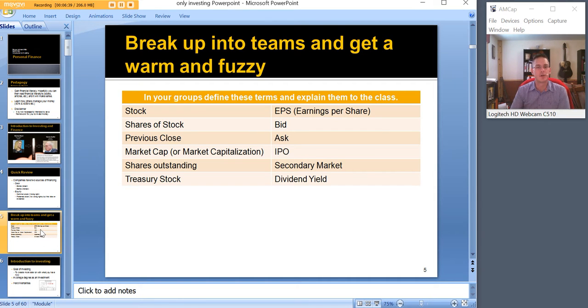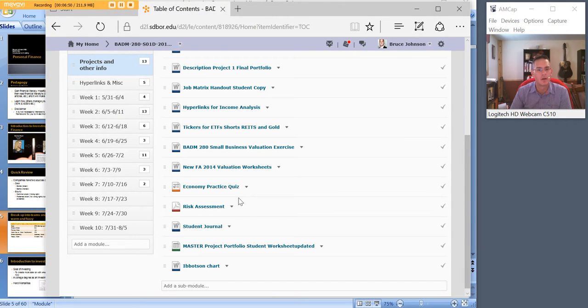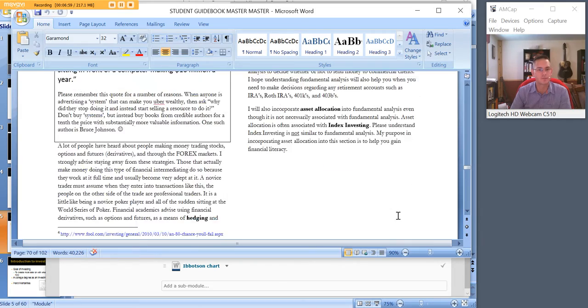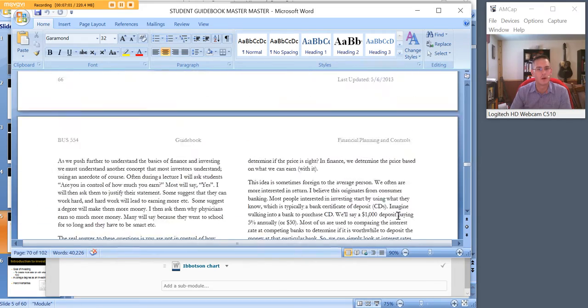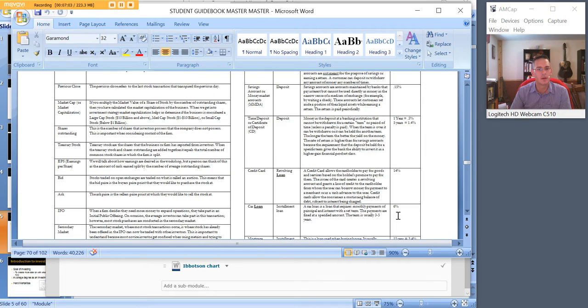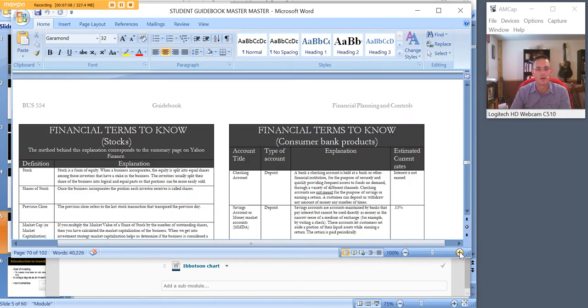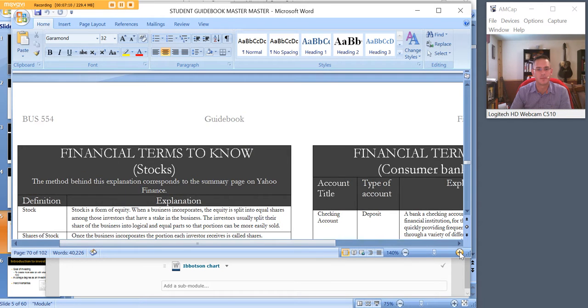And that gets us into some terms. Normally I have students break up into teams to go through these different terms. I'm just going to read them off. If you go to D2L and open up your guidebook, I believe we are on page 64. I'll just go through these. We're going to look at these financial terms to know. So we can blow this up a little.